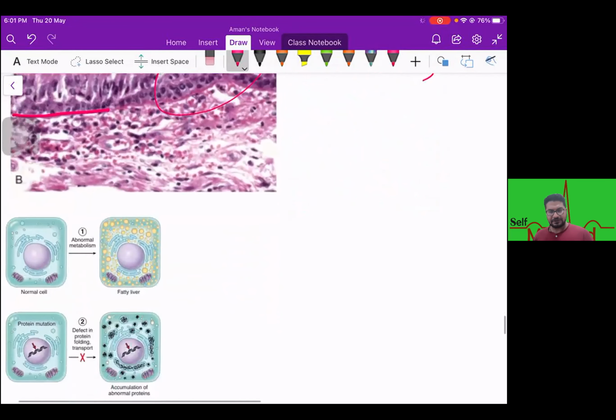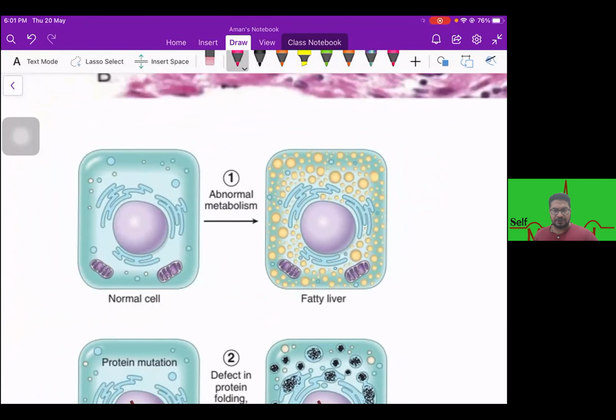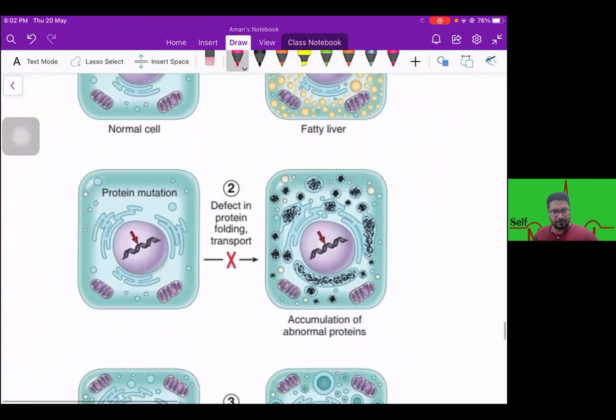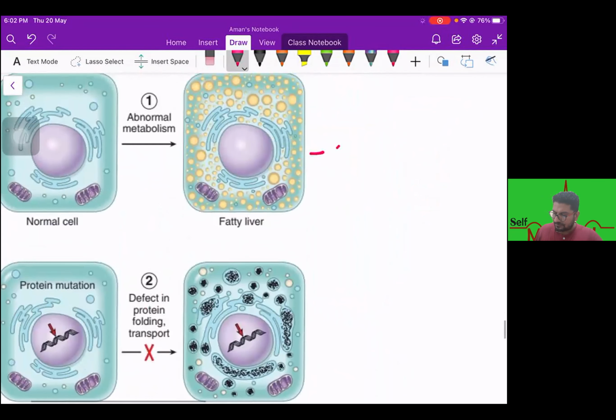You can see normal cells, and sometimes there will be infiltration by fat. So we call this a fatty liver. This infiltration can occur. Fat can deposit in your liver; we call this fatty liver. Fat can accumulate in your vessels; we call this atherosclerosis. Fat can accumulate in the skin; we call this xanthoma. You can see there can be a protein mutation, so there can be an accumulation of abnormal proteins that you can see in many diseases. For example, in fatty liver, we use the term steatosis.